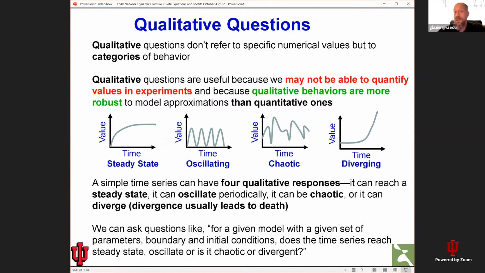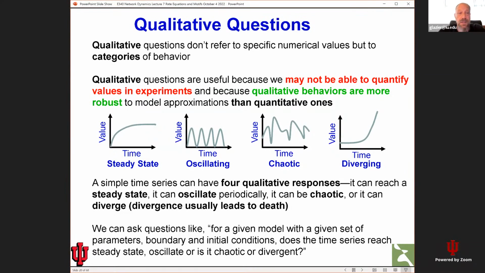That's really all that can happen to a time series. If it's bounded, it either reaches a steady value, it oscillates, or it oscillates aperiodically. It can't do anything else. If it diverges, we can't say much more about it than that. And divergence biologically is usually death. And so we can ask questions like, for a given model with a given set of parameters and boundary conditions, initial conditions, which of these four things happens?